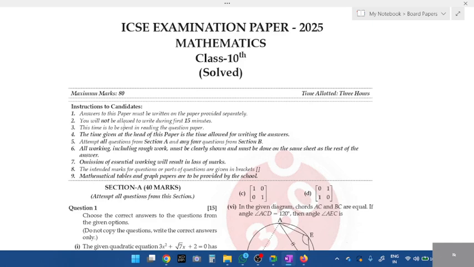Just go through this, students. Go through the instruction, and we'll start. All of you get a book, students. Get that formula book. Do you have a separate book? Yes, get that separate book.